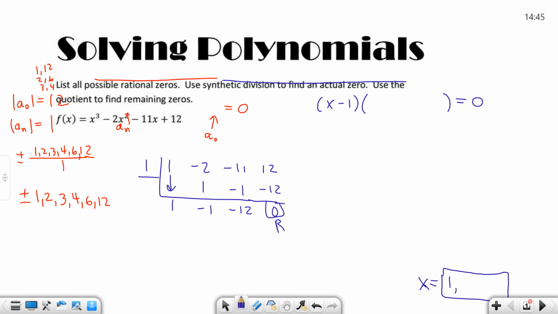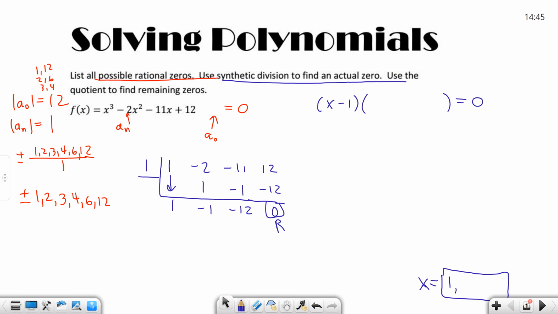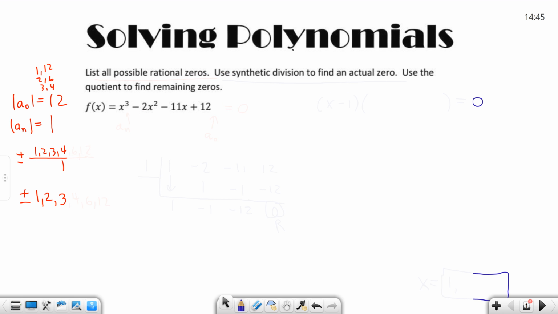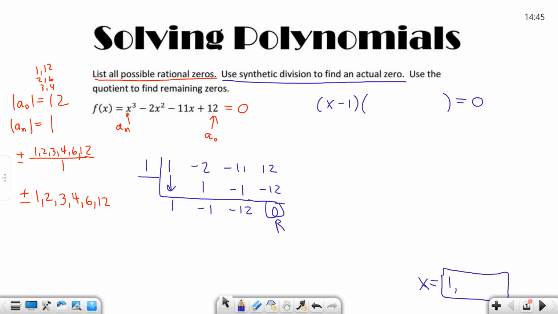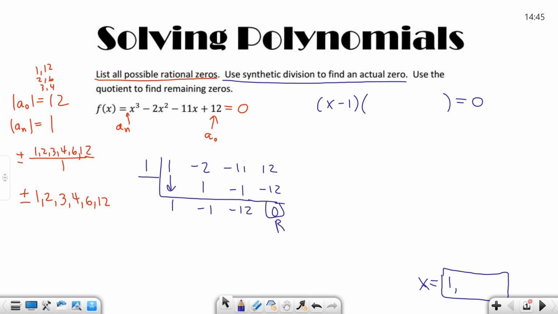Oh, I did move it and it didn't move back. Hang on. Should be somewhere about right there, I guess. Yeah, that's pretty close. All right. Sorry, it moved around on me.